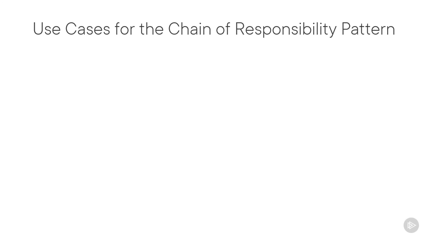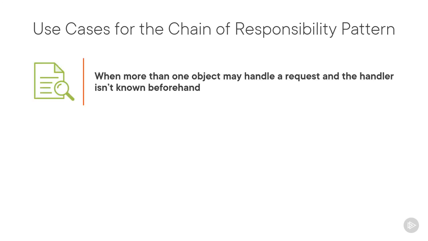There's 3 common use cases for this pattern. Use it when more than one object may handle a request and the handler isn't known beforehand. In other words, it should be ascertained automatically. This is made possible because with the chain of responsibility pattern you create a chain of linked handlers, and each handler gets a chance to process the request, but it doesn't have to. It can also simply pass it on.